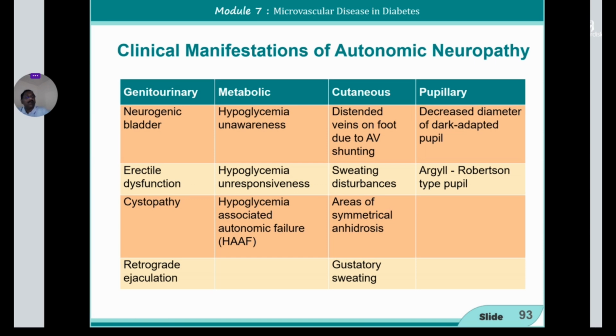Then the pupillary autonomic neuropathy. There is a decreased diameter of the dark adapted pupil, and you will have the Argyll-Robertson type pupil. So ARP, Argyll-Robertson pupil: your accommodation reflex will be present, and pupillary reflex will be absent. ARP: A, accommodation, R, reflex, P, present. Now PRA, that is pupillary reaction absent. So this is your Argyll-Robertson pupil.